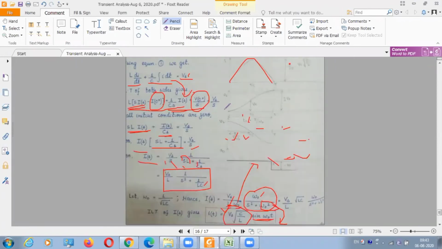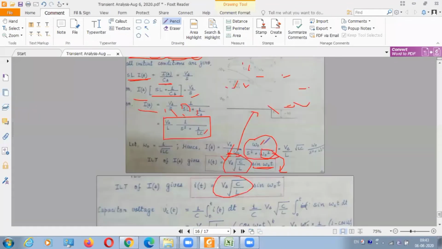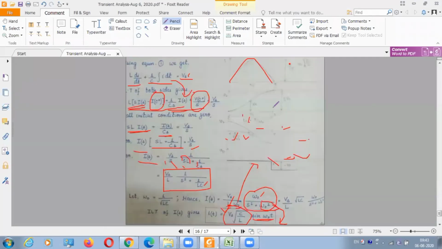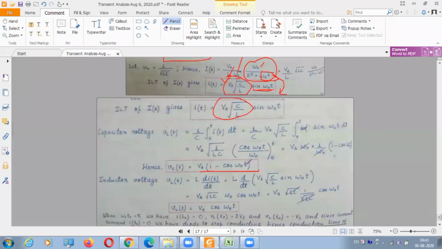So capacitor voltage is starting from 0. Next, if you put the maximum value, see one cycle, this point is pi, because one positive half cycle will complete at pi since it is a sine wave. Now if you put pi over here, cos pi is minus 1. So 1 minus of minus 1 gives you 2. So this becomes 2 Vs.